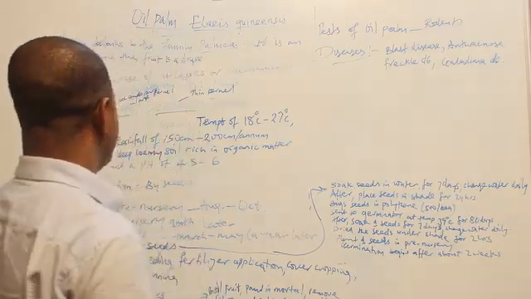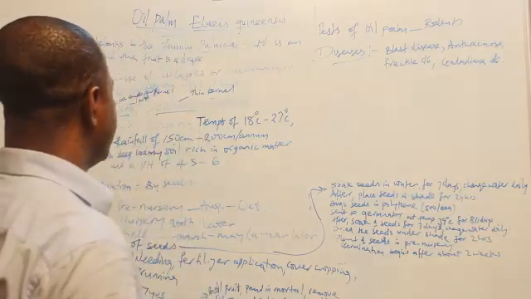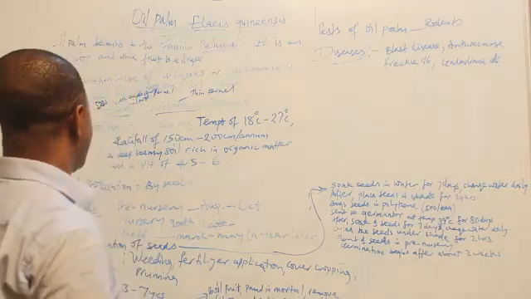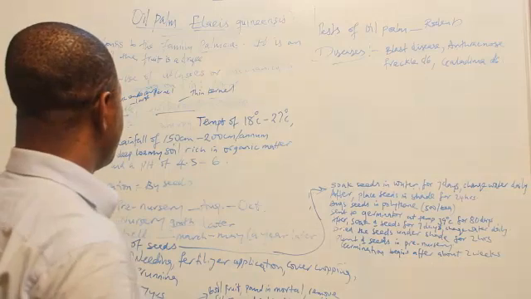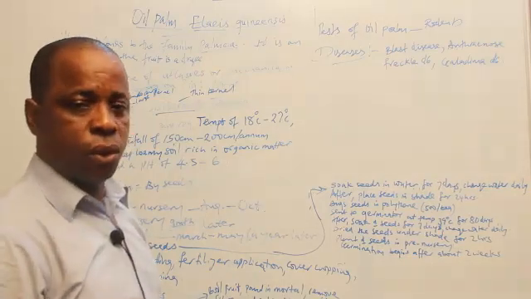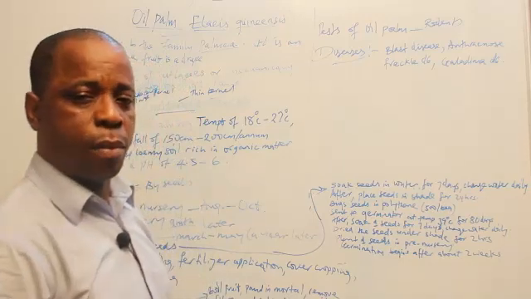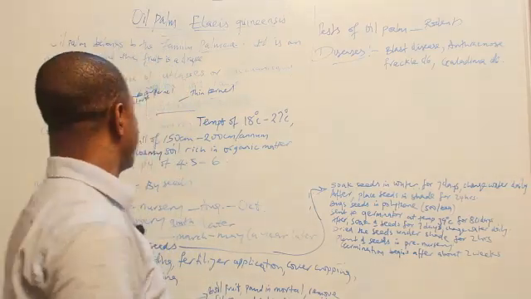Now, oil palm belongs to the family Palmaceae. That means the family of palm. It's an oil crop, and the fruit is a drupe. We have some fruits that are berries, but the fruit of oil palm is a drupe.